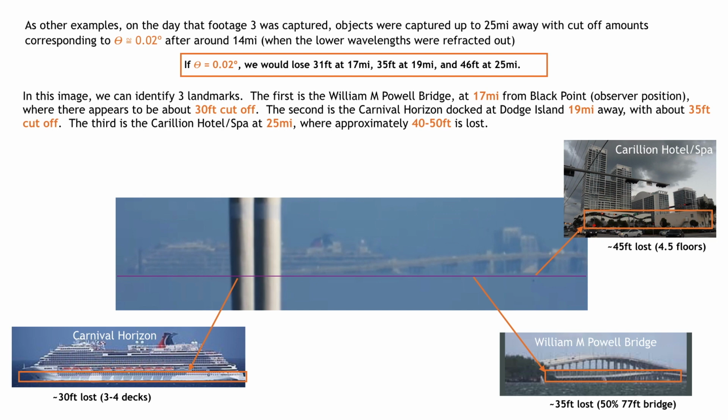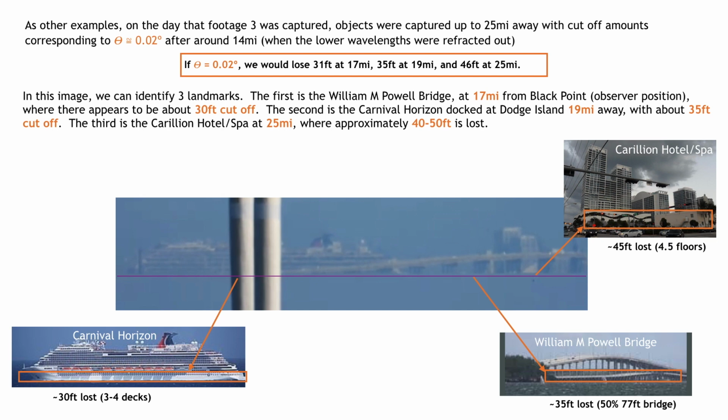And in these images, we can identify 3 landmarks within this same image. So the first is the William M. Powell Bridge at 17 miles from Black Point, which is the observer position, where there appears to be about 30 feet cut off. The second is the Carnival Horizon docked at Dodge Island, which is 19 miles away, with about 35 feet cut off, or about 3 to 4 decks. And the third is the Carillion Hotel and Spa, about 25 miles away, where approximately 40 to 50 feet is lost.